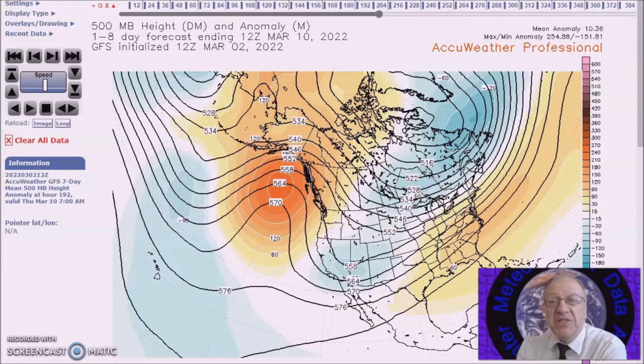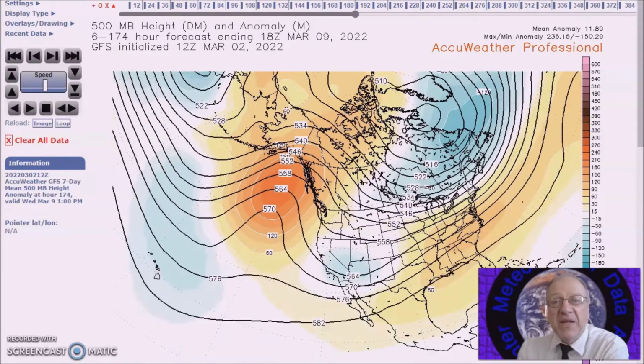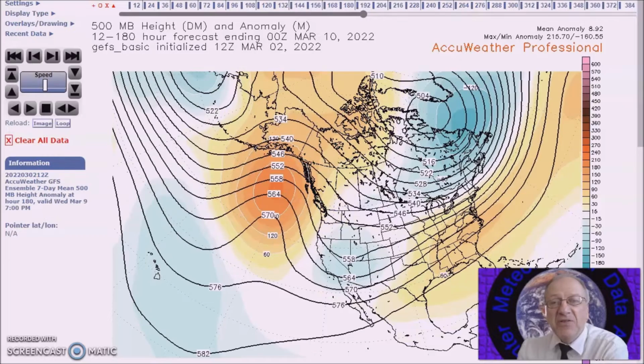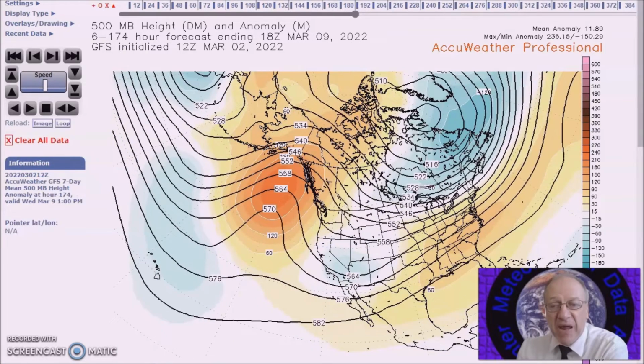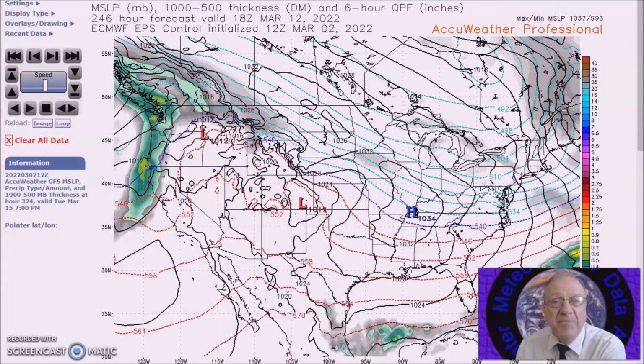There'll be some changes, I think, coming, but I'll get to that in the next two periods. But this is what we're expecting the pattern to be. So the flow will support active weather over parts of the west, and we'll look at that.